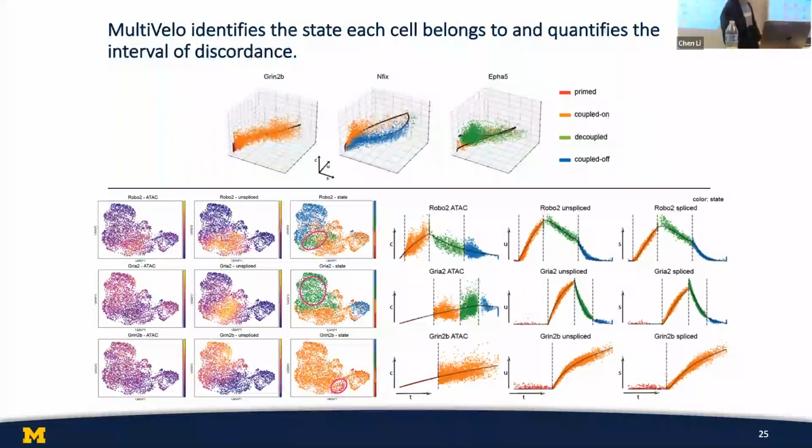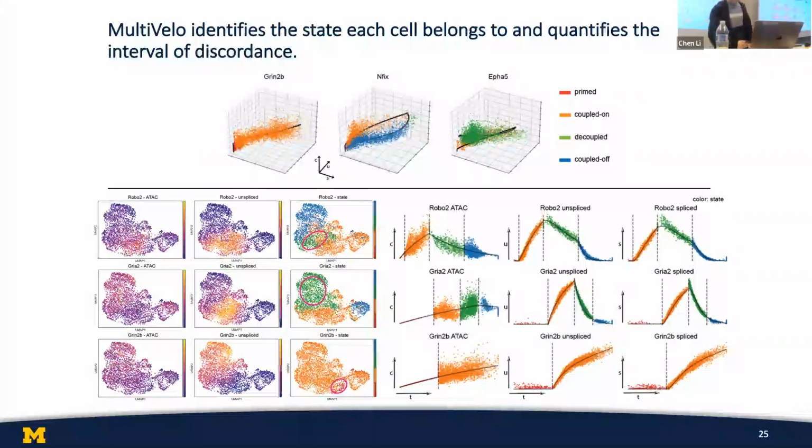On the right, I'm plotting the dynamic plot for each gene. This is the time assignment of each cell inside each gene, and the y-axis is the three modality levels: chromatin, unspliced, and spliced. We see that when the chromatin starts to drop in the green phase, the unspliced and the spliced stay at a relatively high level.